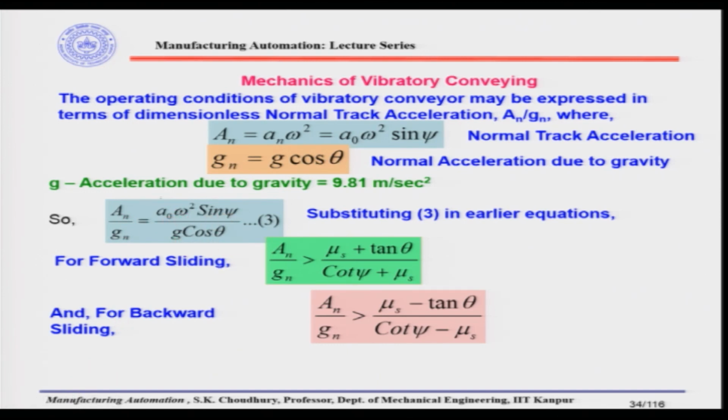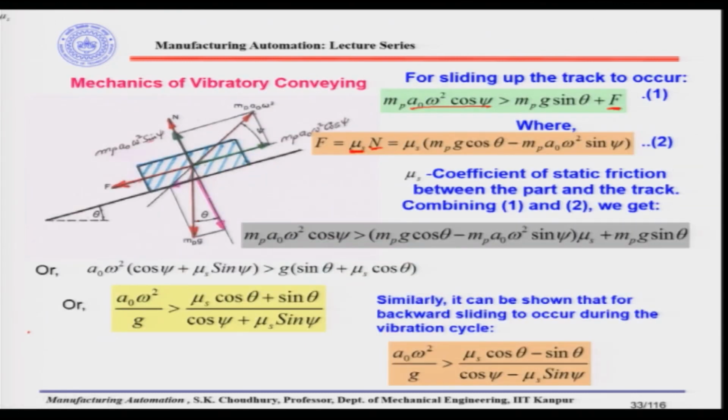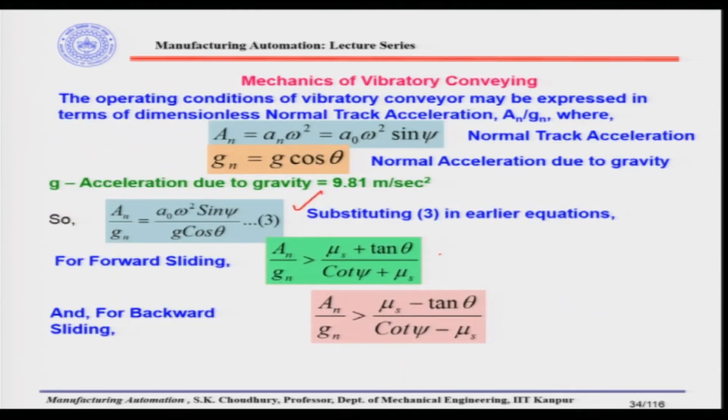Now, from here you can find out that the dimensionless normal track acceleration, an by gn, has to be more than mu s plus tan theta divided by cot psi plus mu s. You can see where this comes from in the earlier equations, and if we equate this equation with this one, then you will get this for sliding up forward.